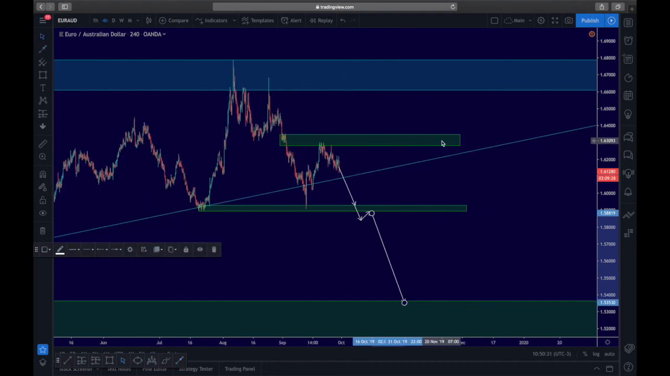So as you can see, from plotting these areas of support and resistance very quickly and very simply, you are able to make trading decisions based off of this market data.